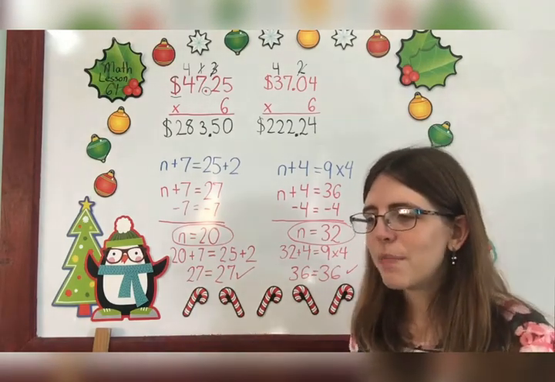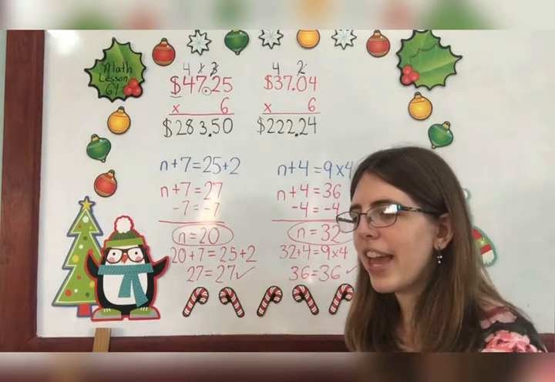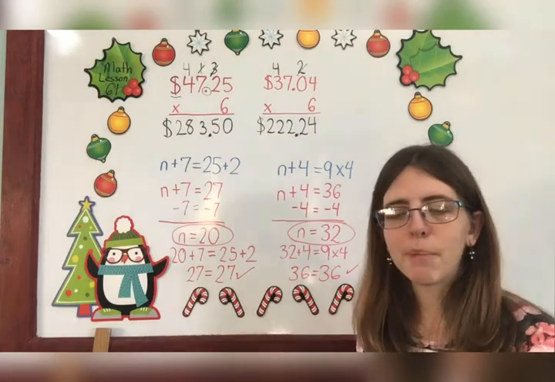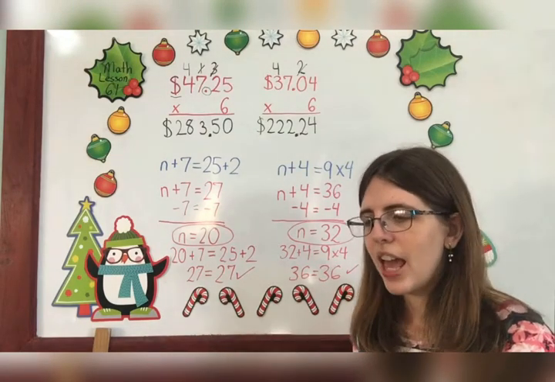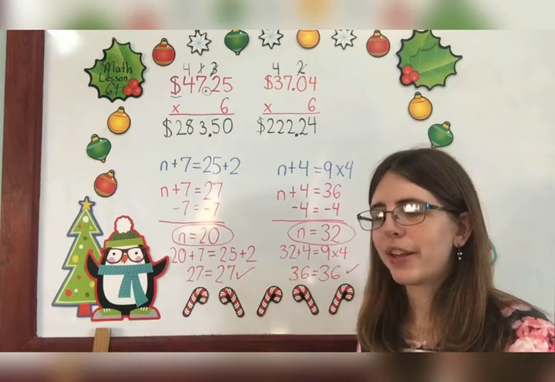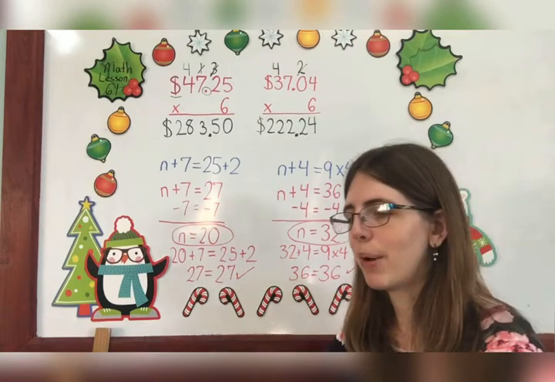All right, number 3 on this page says to fill in the blanks with greater than, less than, or equals. Remember your symbols: greater than, less than, and equals. The smaller n goes to the smaller number, the bigger n to the bigger number, and of course we use equals if they're the same on both sides.